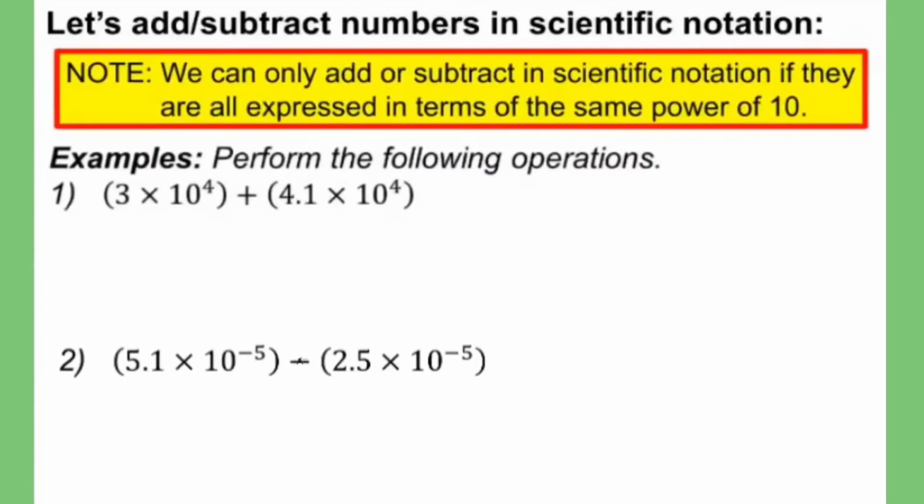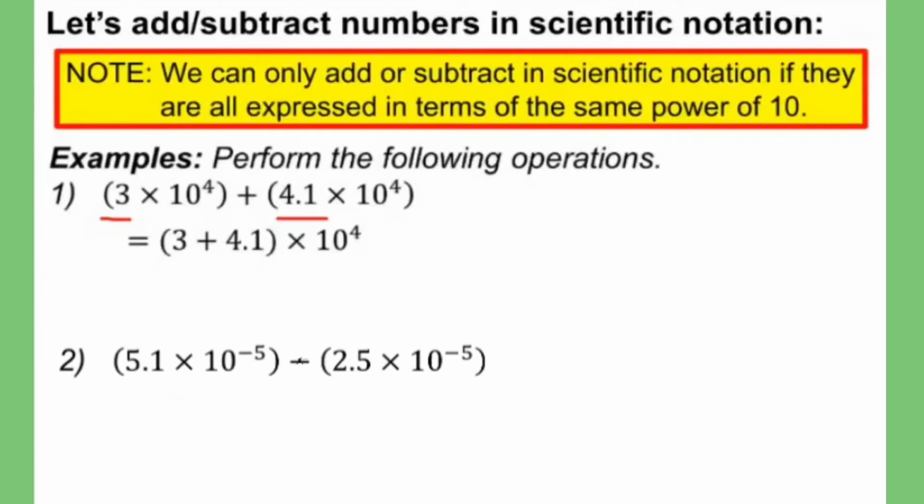Perform the following operations. In number 1, if we can observe, ang exponent ng ating power of 10 ay magkapareho. So, pwede na nating i-add directly ang ating dalawang scientific notations. To add them, ang gagawin lang natin ay i-add lang natin ang ating mga first factors na 3 at 4.1, at saka kopyahin ang ating power of 10. So, we have 3 plus 4.1, then multiplied to 10 raised to the power of 4.